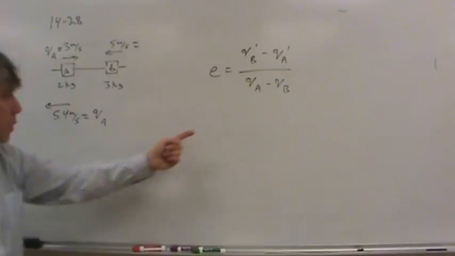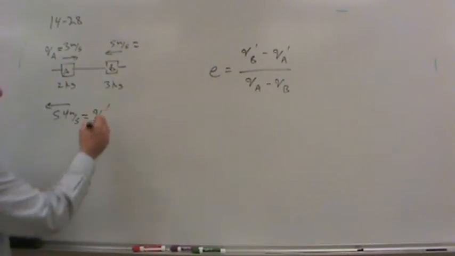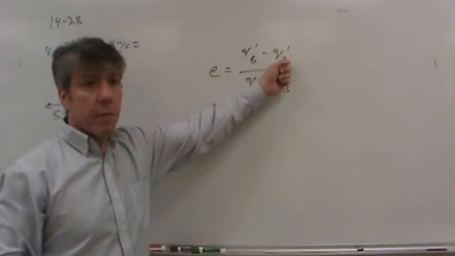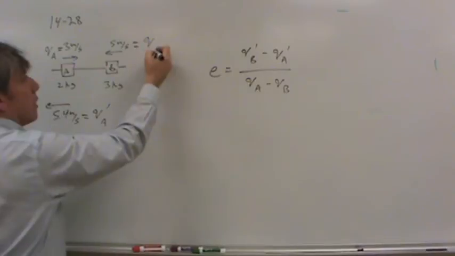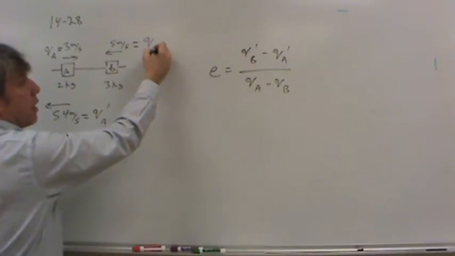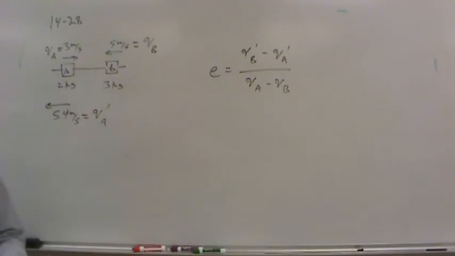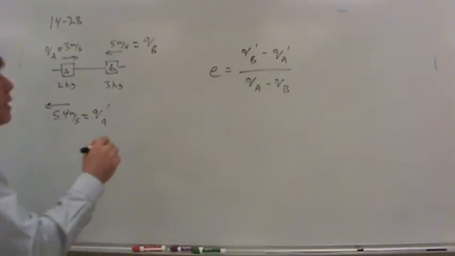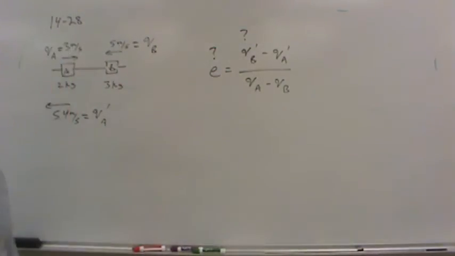Okay. So what do I need to do to this? I need to put a prime on it, because that's the velocity of A after impact. Okay? What about this? That's the velocity of B. This is collar B. Is it before or after impact? Before. So do I need a prime on it or not? No. Right. I don't need a prime on it. So there's two unknowns in this equation: the velocity of B after impact and the coefficient of restitution.